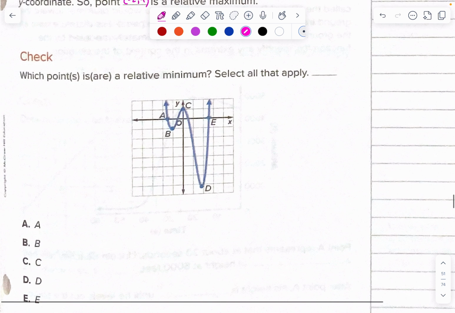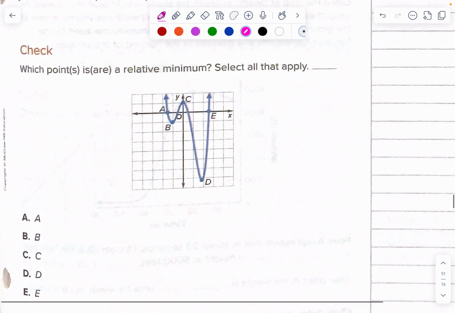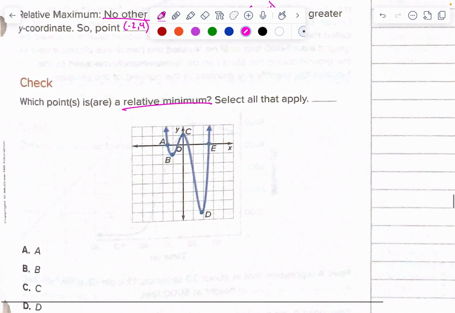All right, same thing here. Let's do the check, but I think there's an A, B, C, D. It says which points are relative minimum. Select all that apply. So low points. All right, so let's look at A. Is A a low point? No. Is B a low point? Yes. So I'm going to circle B. B is a relative minimum. Is C a relative minimum?